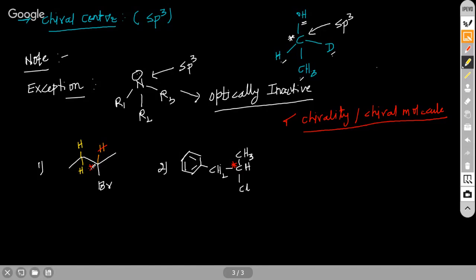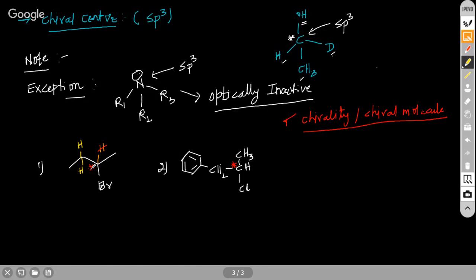Having said that, presence or absence of a chiral center is not any criterion, you must keep in mind. The only criterion for a molecule to be optically active is chirality. The molecule must be a chiral molecule. How do we decide chirality? There should not be any kind of symmetry present in the molecule. When I say symmetry, it means there should not be any plane of symmetry or center of symmetry. How to do that? We'll discuss.